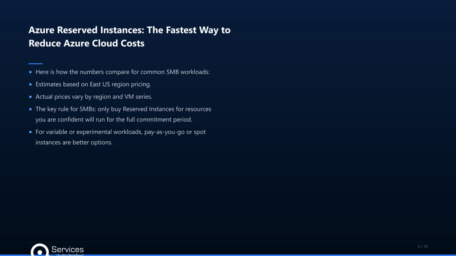The key rule for SMBs: only buy reserved instances for resources you are confident will run for the full commitment period. For variable or experimental workloads, pay-as-you-go or spot instances are better options. Azure also allows you to exchange or cancel reserved instances with certain conditions, which reduces the risk of overcommitting.